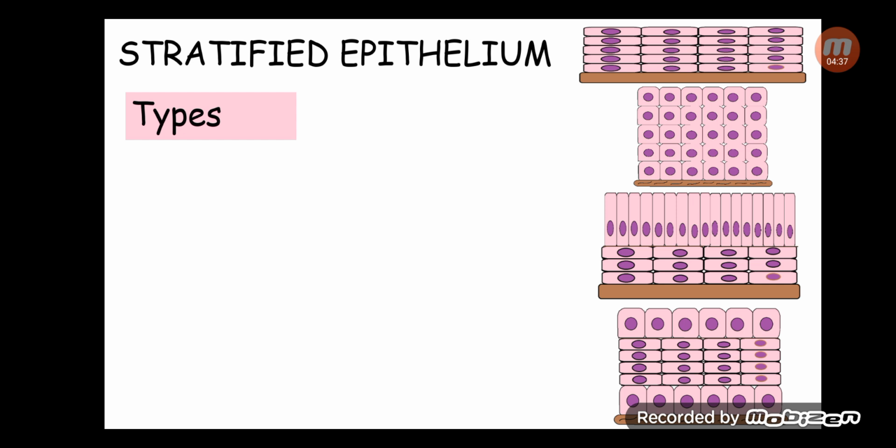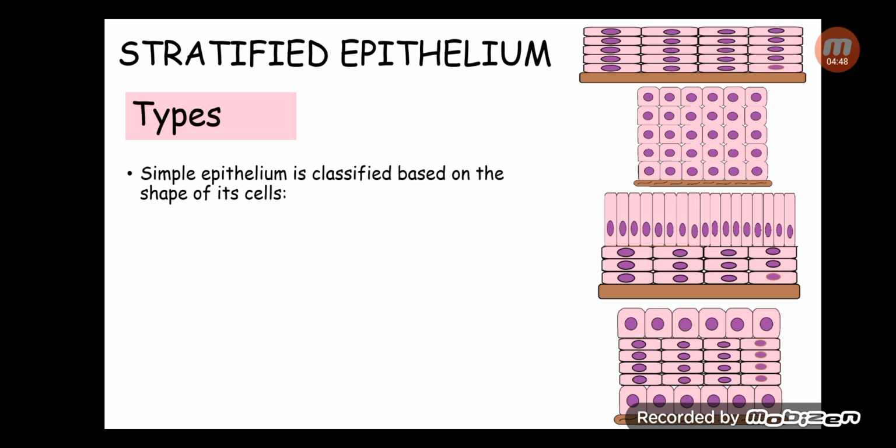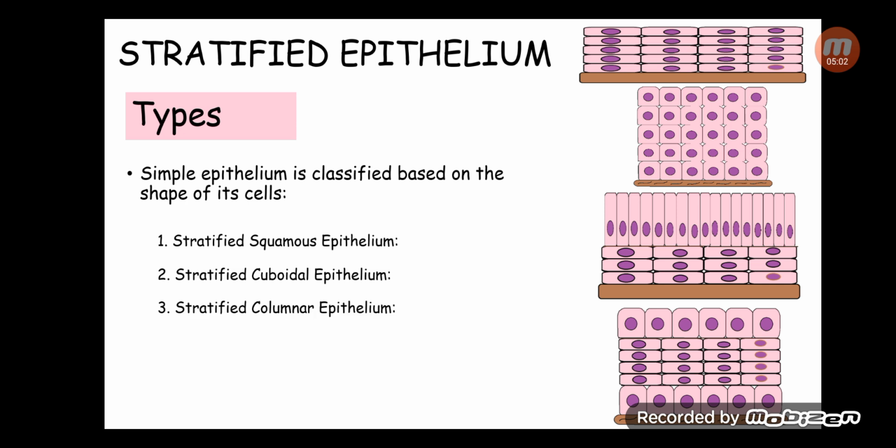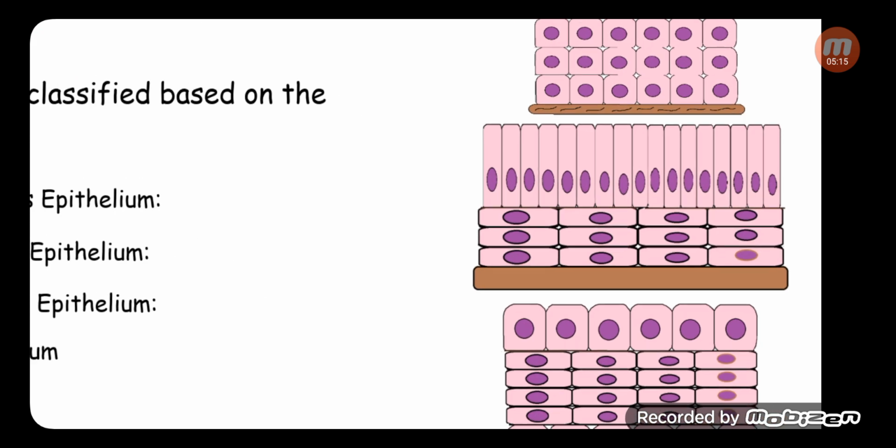Now let's talk about the further types of stratified epithelium. First, we divided epithelium on the basis of number of cell layers into simple epithelium and stratified epithelium. Now we will divide stratified epithelium based on the shape of the cells of the superior surface or superior layer cells. So they are stratified squamous epithelium, stratified cuboidal epithelium as seen in the second picture in the diagram. Then we have stratified columnar epithelium, there you can see in the third diagram. And then we have transitional epithelium, here you can see in the fourth or last diagram. So we will talk about them one by one now.